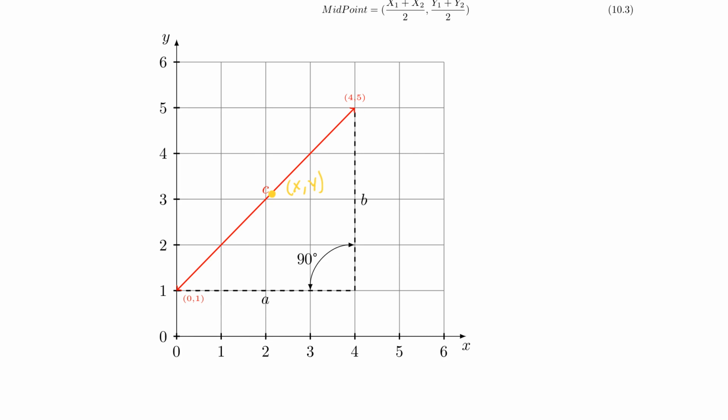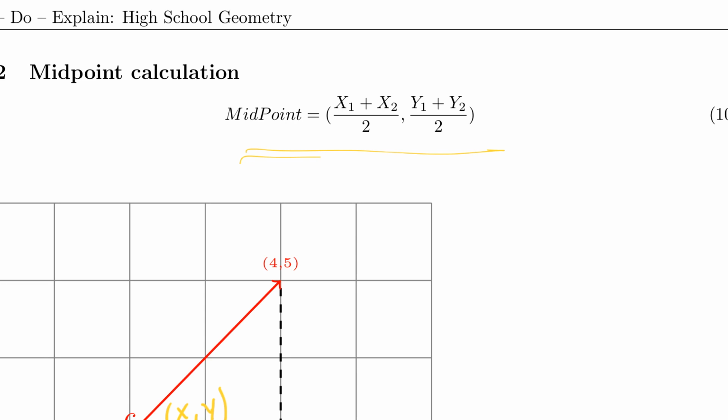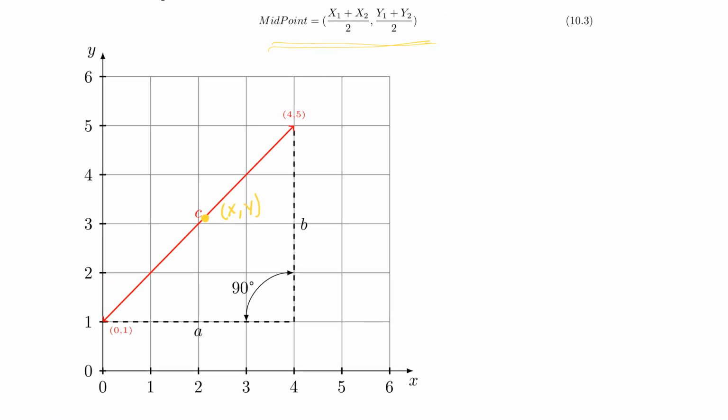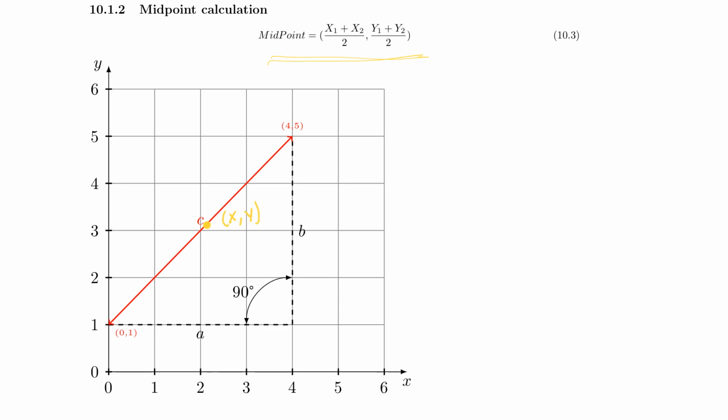And for that, the formula is the one right here. It's (x1 plus x2) divided by 2, comma, (y1 plus y2) divided by 2. So this part gives me the x coordinate of the midpoint, and this part right here gives me the y coordinate of the midpoint. Okay, so let's do it with this example. We have the 2 points, P1 here and P2 right here, and let's use this formula to get the midpoint of this line.